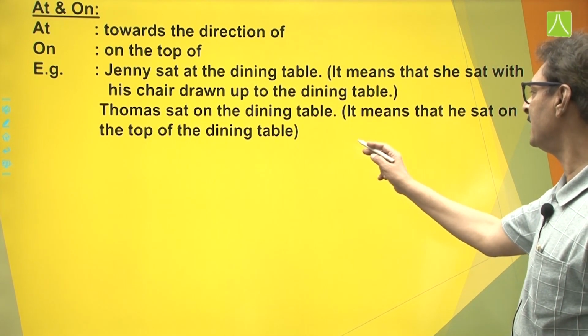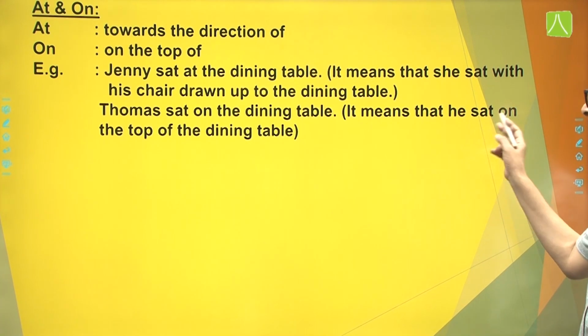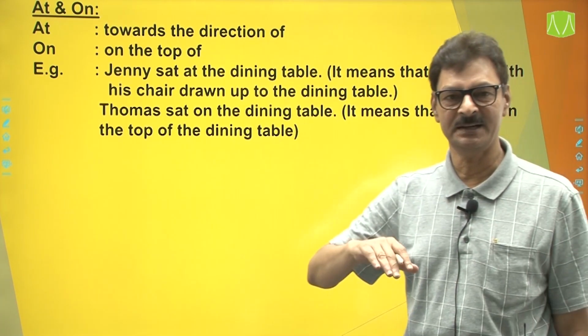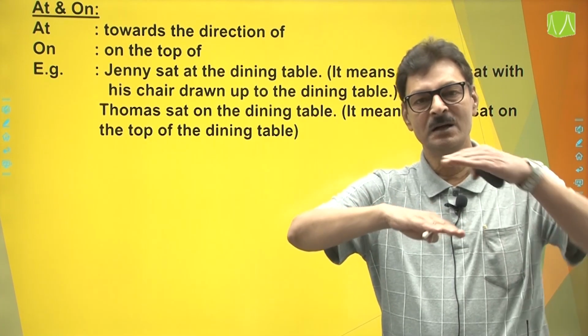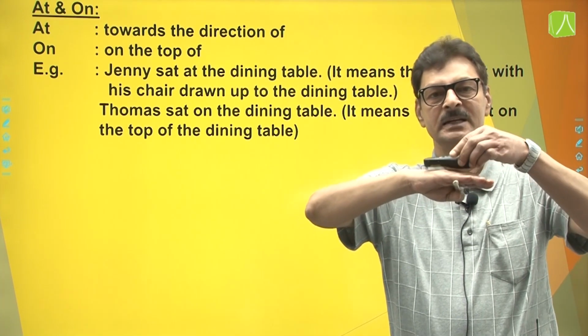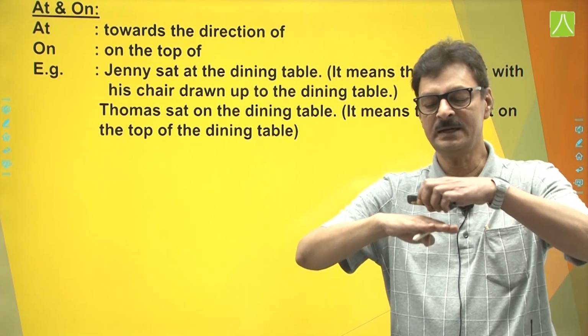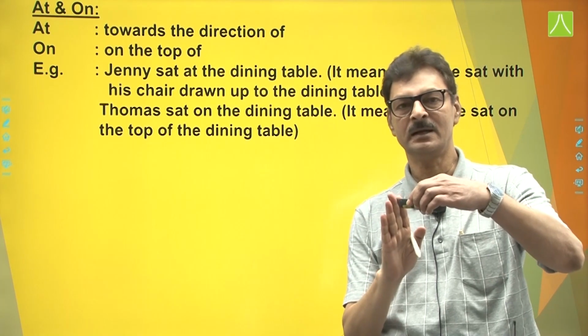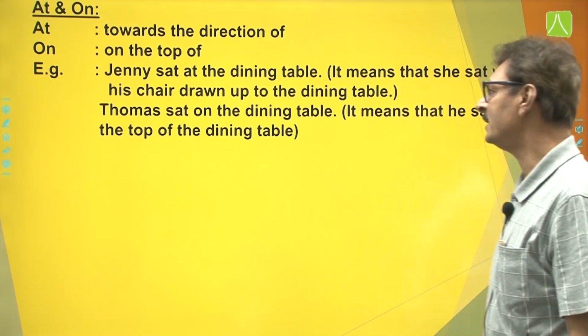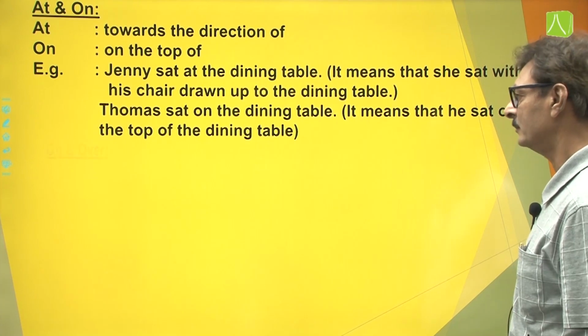Thomas sat on the dining table. इसका मतलब क्या हो गया? It means that he sat on the top of the dining table. टेबल था, टेबल के ऊपर बैठना, this way, sitting on the top. But this is the table. यहाँ पे बैठ के खाना खाना, this is sat at the dining table.